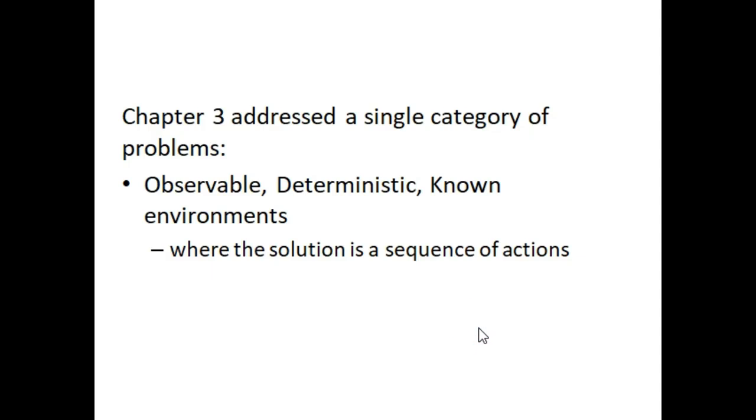In our previous chapter, chapter 3 addressed a single category of problems where the environment is observable, deterministic, and known, where the solution is a sequence of actions, and the focus of this chapter is only to find that sequence of actions that leads from initial state to goal state. On the other hand, we can say that the focus of chapter number 3 is to find the path from initial state to goal state.